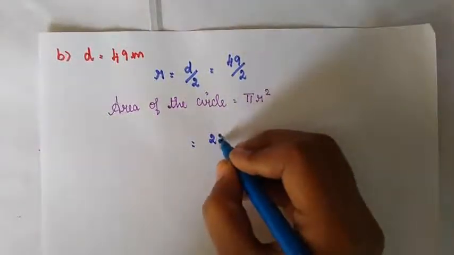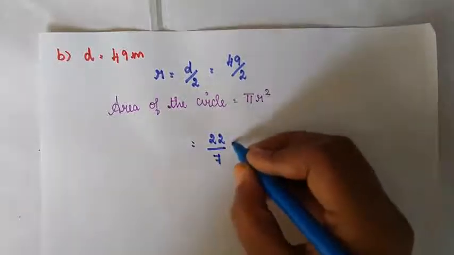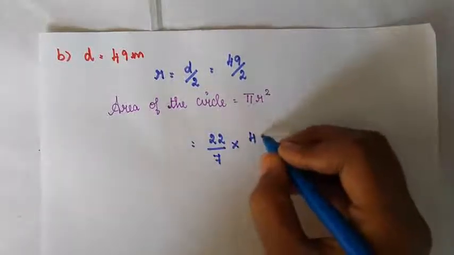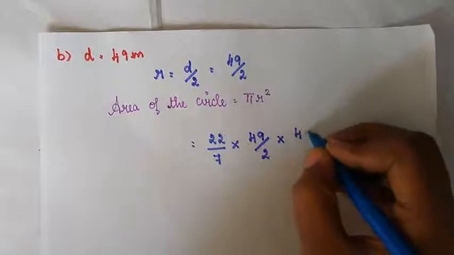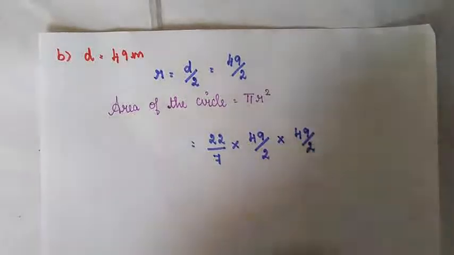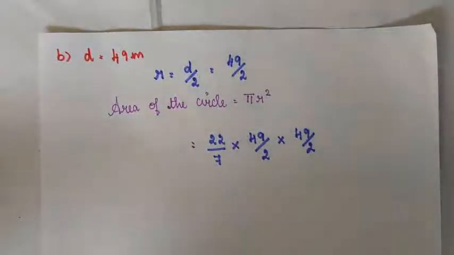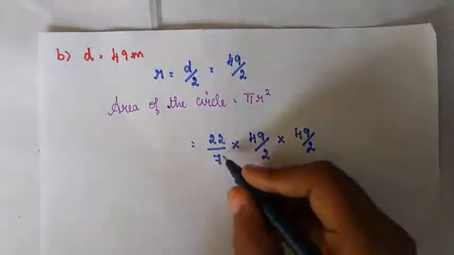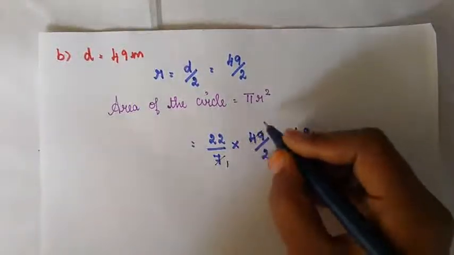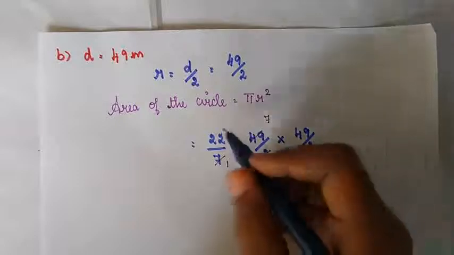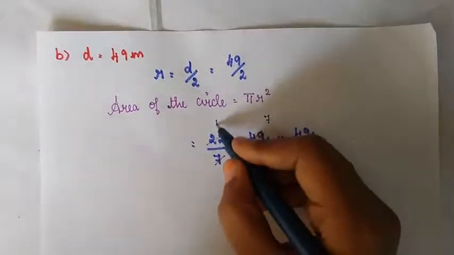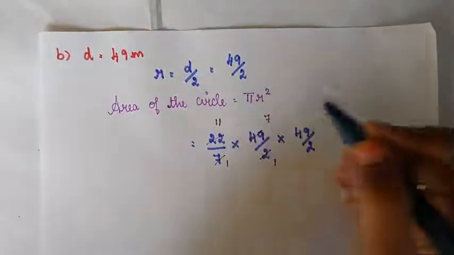So 22 by 7 into 49 by 2 into 49 by 2. Next, 7 1s are 7, 7 7s are 49. 1 2s are 2, 11 2s are 22.